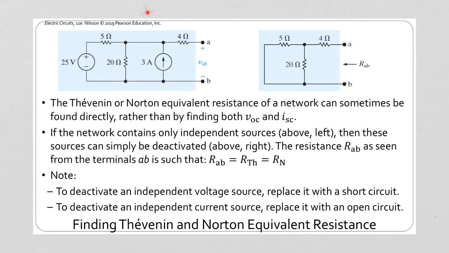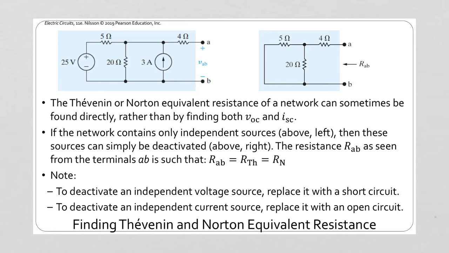We've seen thus far how to take a more complicated circuit and to reduce it to a Thévenin or Norton equivalent circuit by finding the open circuit voltage and the short circuit current. What we've seen thus far, you need both of those values in order to find the Thévenin or Norton equivalent resistance of the entire network. Sometimes it's simpler to find only the open circuit voltage or only the short circuit current and then find the Thévenin or Norton equivalent resistance directly.